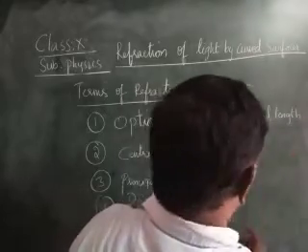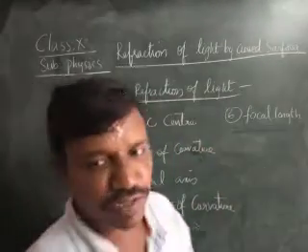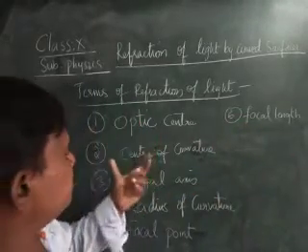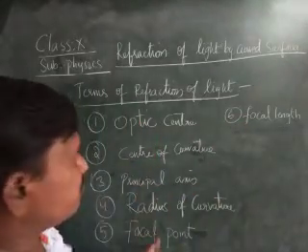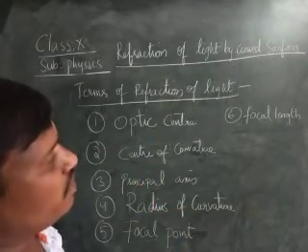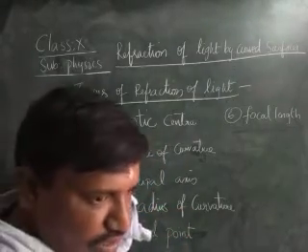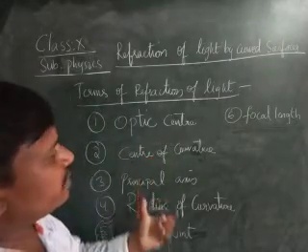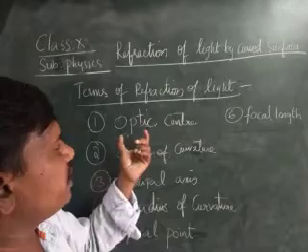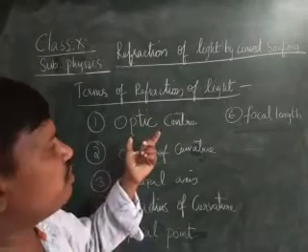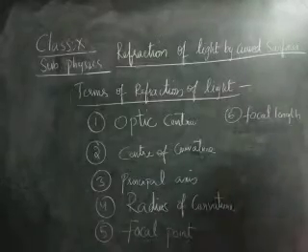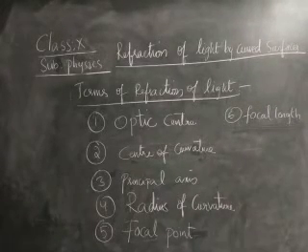We learned all these terms in the reflection of light: the pole, center of curvature, principal axis, radius of curvature, focal point, focal length. In the same way, here also we will be learning the same. The properties and definitions will be the same, but instead of pole we will be using a word called optic center.